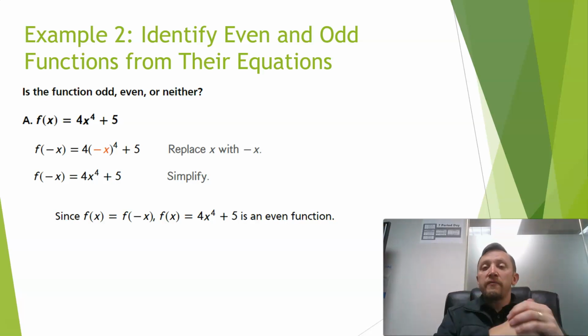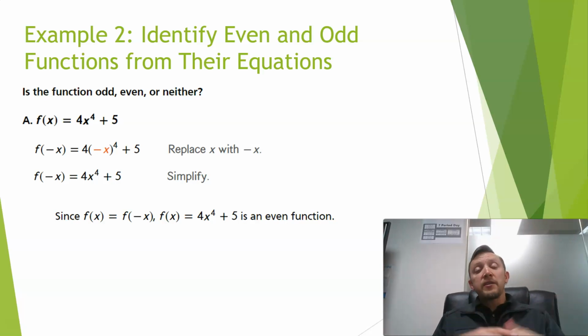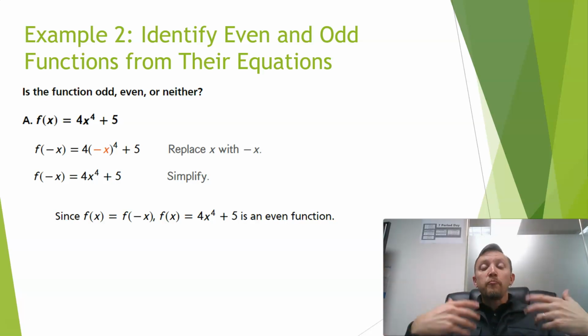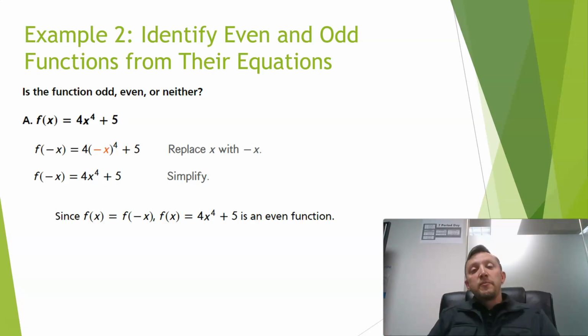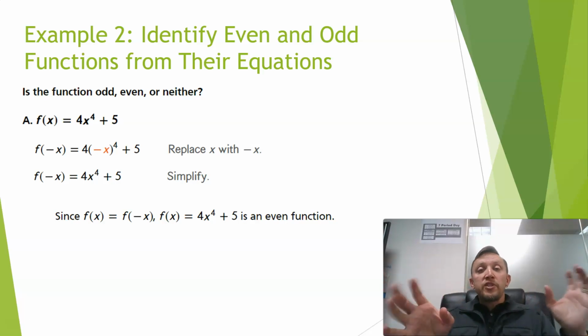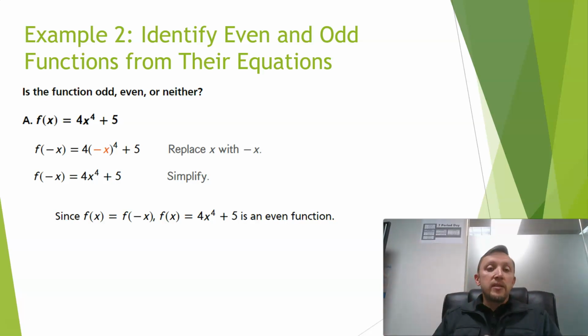If it's the opposite of everything from what we had at the beginning, then it would be an odd function. If you put negative x in there and some things stay the same and some terms change, then it's neither. So either both terms have to stay the same or both terms have to change for it to be even or odd. But if one or two of them change and the others stay the same, then it's neither. Okay, so let's see what happens in this one.